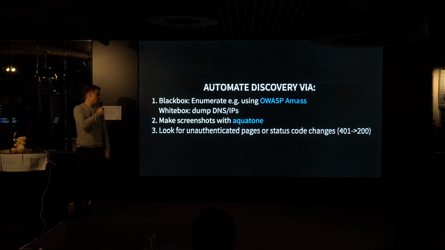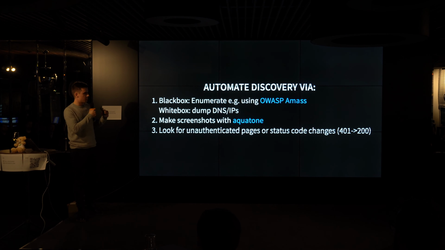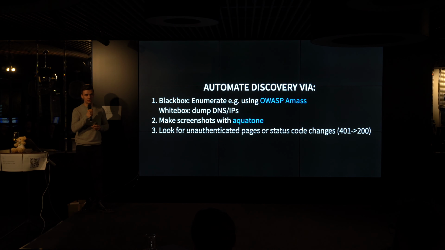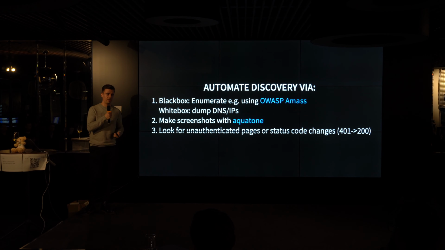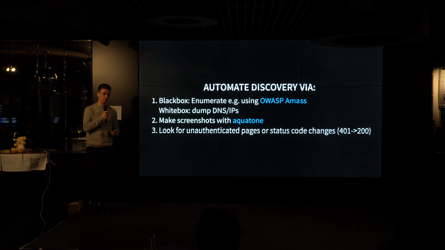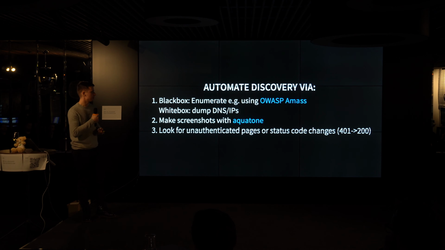You can automate discovery from the black box point of view, from the attacker's point of view. You can enumerate the subdomains and the IPs via OWASP Amass, which is quite a cool tool used to scan certificate transparency and like 60 other sources and provide you with a list of subdomains and IPs for the given target. White box, again, it's quite easy. You just go to your DNS provider and dump the records. Or you go to your cloud provider and dump the IPs of your machines and scan them. Then you just make a screenshot, for example, with Aquatone. Aquatone works really nicely in the new version.